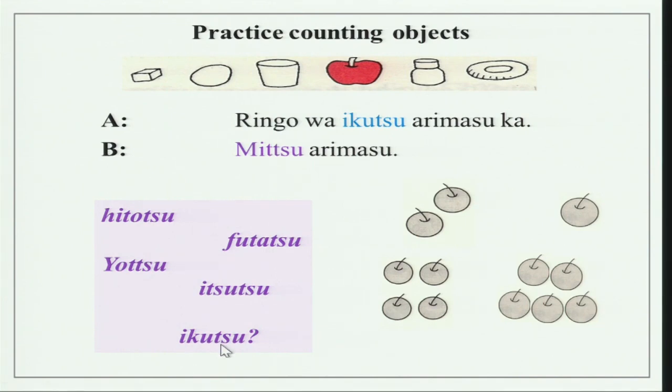So, you can ask, mikan wa ikutsu arimasu ka? Of course, this is not mikan, this is ringo. So, well, you could replace it with mikan and say futatsu arimasu. And you can practice like this with your partner. Ikutsu arimasu ka? Hitotsu arimasu. Or ikko arimasu. Ringo ikutsu arimasu ka? Yotsu arimasu. Or yonko arimasu. So you can use both for counting small irregular shaped objects.